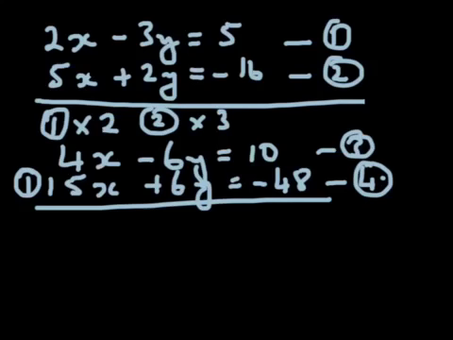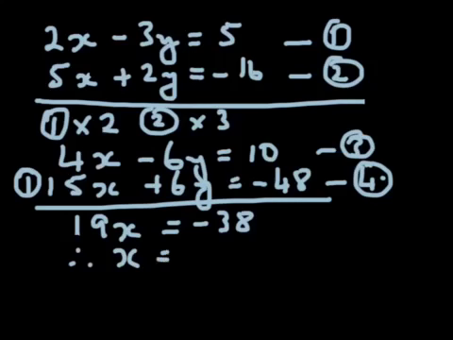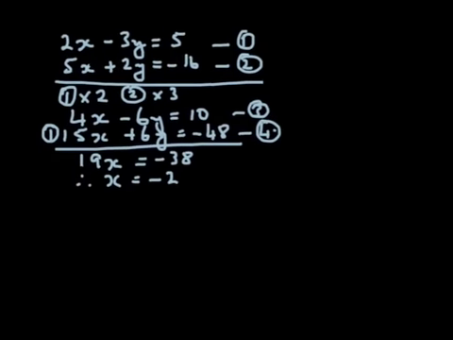When the signs are the same, so if that was negative 6y, you would subtract. Okay, that's important to remember. But anyway, I'm adding these equations, so this is what I get. 4x plus 15x is 19x. The y's get eliminated, of course, and 10 plus negative 48 is negative 38. Okay, therefore, dividing both sides by 19, I get x equals negative 2. That's good. I found a value for x.